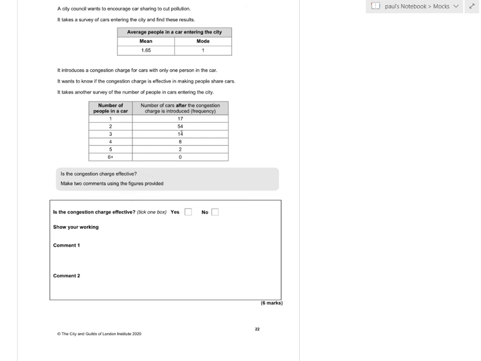So we've got to work out the mean and the mode. So before, the mean is 1.65 and the mode is 1. After, the mean and the mode: the mode is 2.